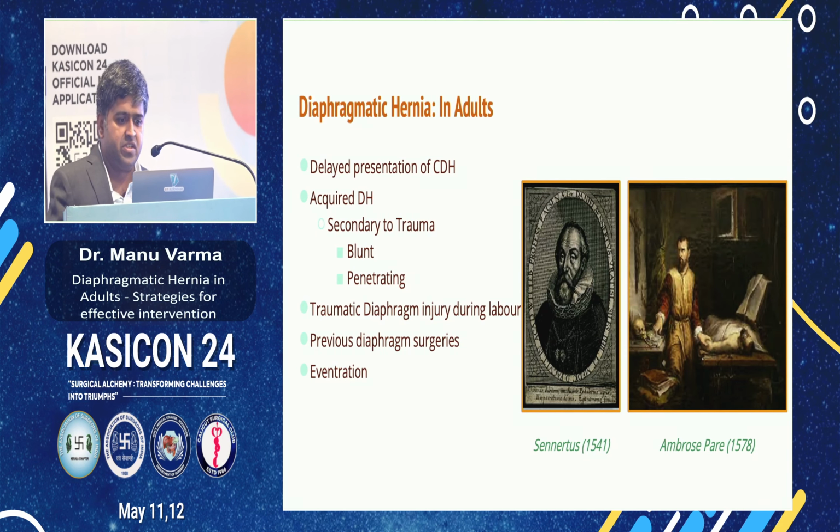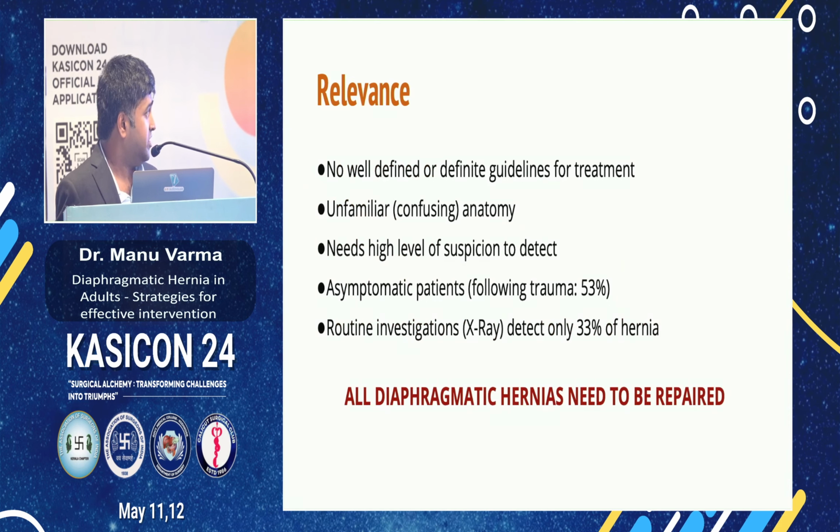Some pointers on the history. It was Sennertus in 1541 who described this problem, and it was Ambroise Paré who did an autopsy of a patient who died with a diaphragmatic hernia, and he described it. Most commonly it is a delayed presentation of a congenital diaphragmatic hernia, or it could be acquired secondary to trauma. In fact, a few cases have been reported of diaphragmatic hernia happening to ladies during labor, and also after previous diaphragm surgeries or surgeries close to the diaphragm, and of course, eventration.